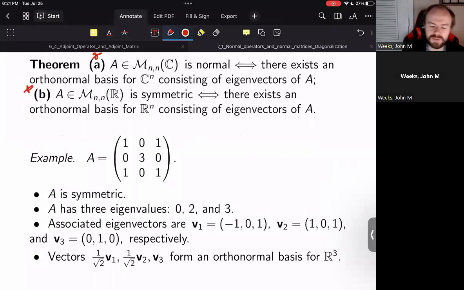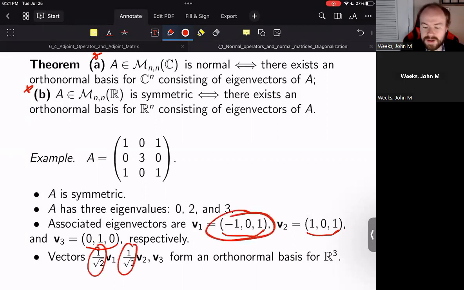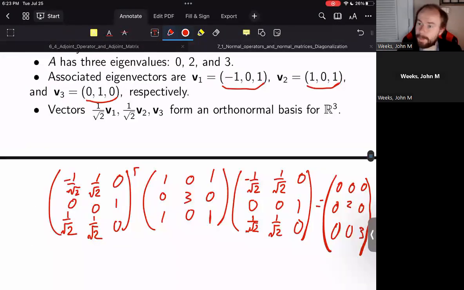Here's a matrix A equals, and then we have this symmetric matrix down here. We could go through, calculate its eigenvalues, and get 0, 2, and 3. And we could get associated eigenvectors for each of these and put all of those together. Then we can break these apart and get vectors 1 over square root of 2 v1, 1 over square root of 2 v2, and v3. These vectors end up forming an orthonormal basis. The reason for these constants is that the length of v1 is square root of 2, as is the length of v2.